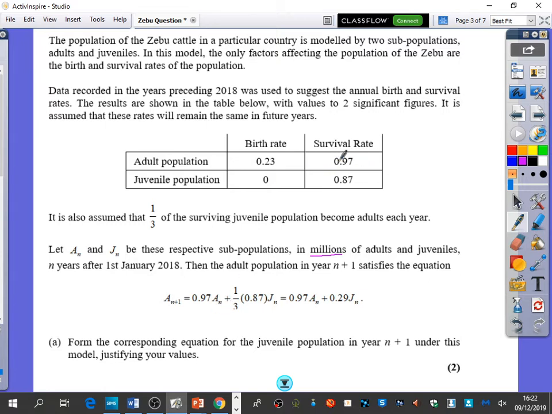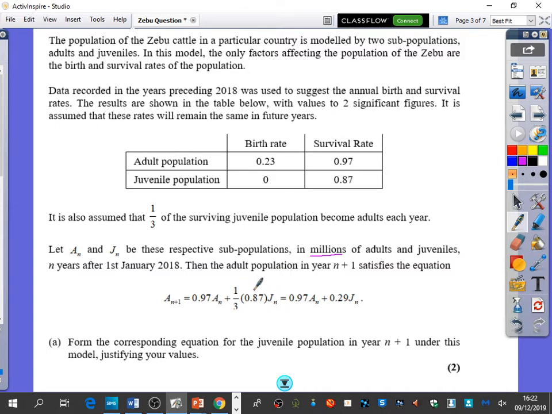Because 3% of the adults are dying, we're going to say the number of adults next year will be 97% of the adults this year, plus a third of 0.87 JN. Why? First of all, the third is coming from the fact that a third of the juveniles are surviving, but it's a third of the 0.87.